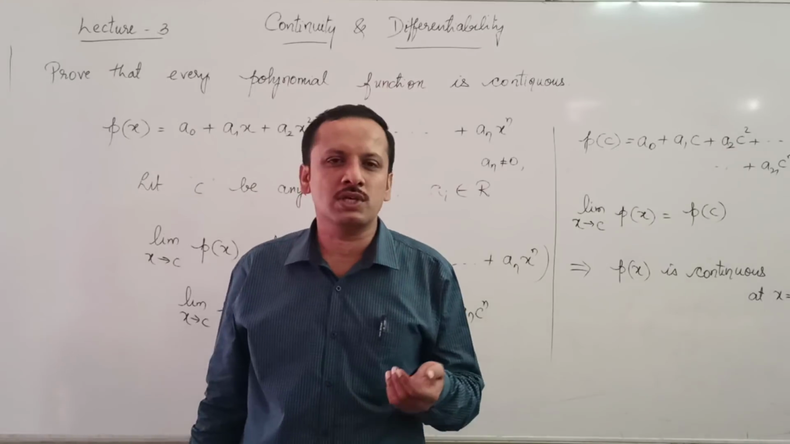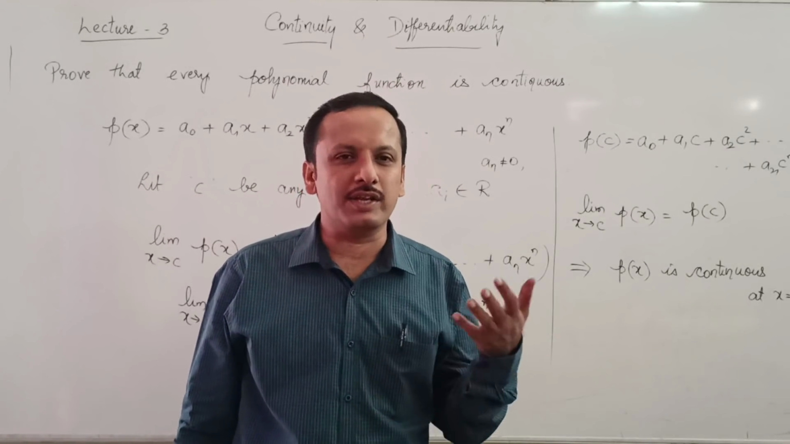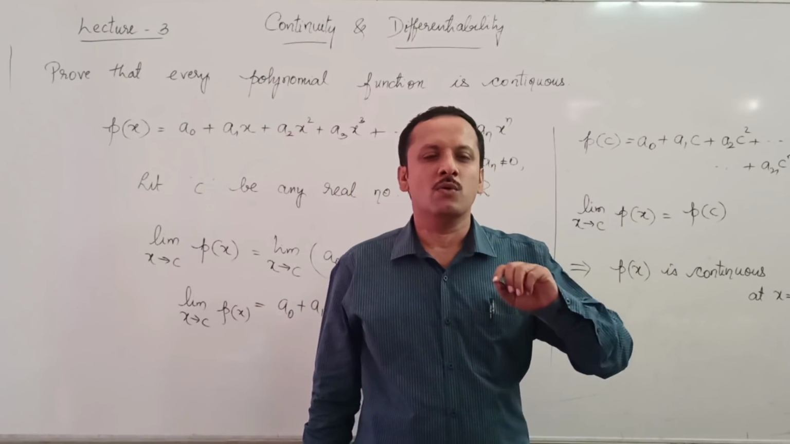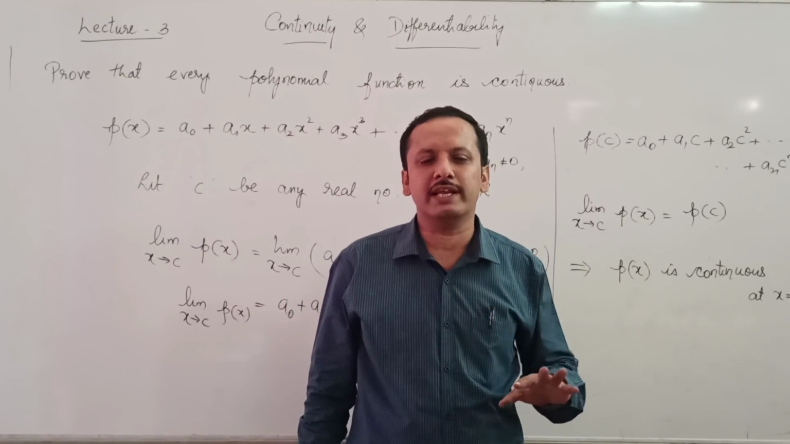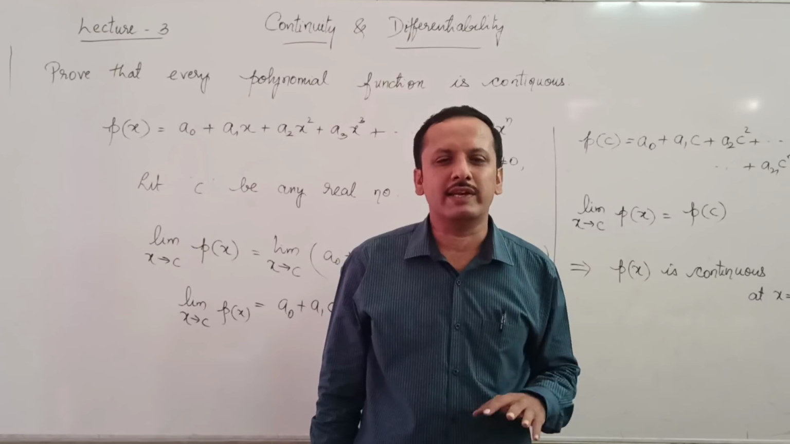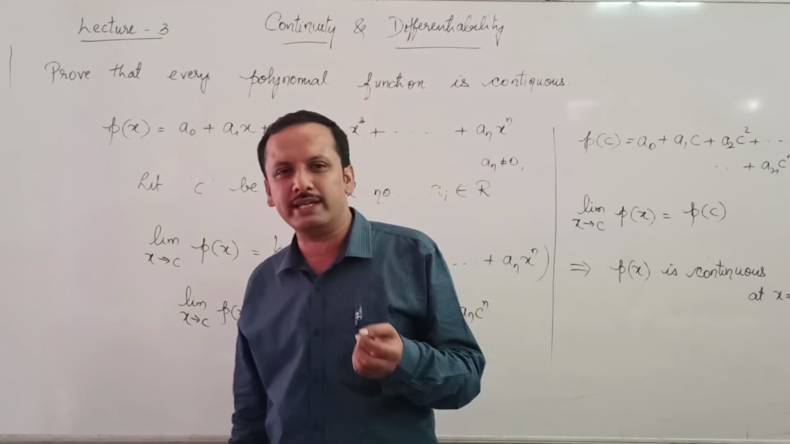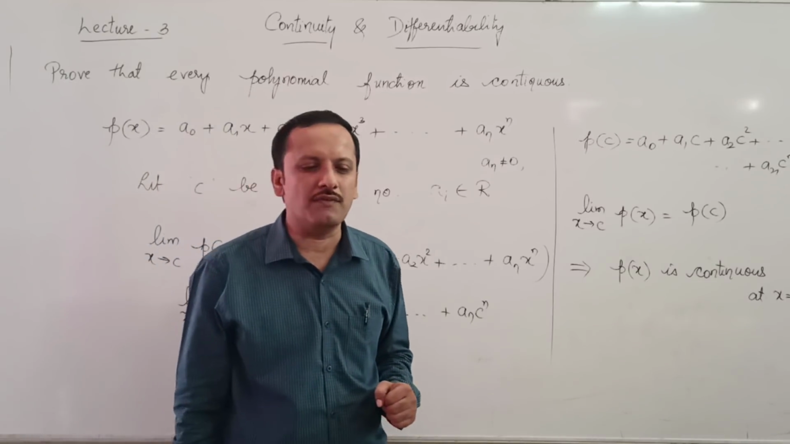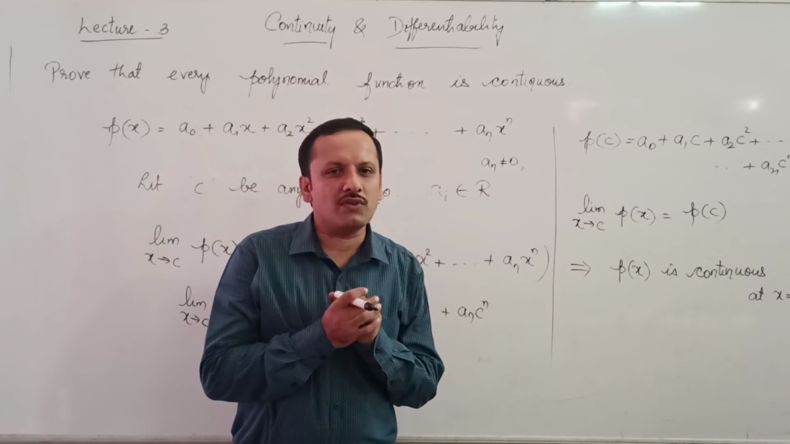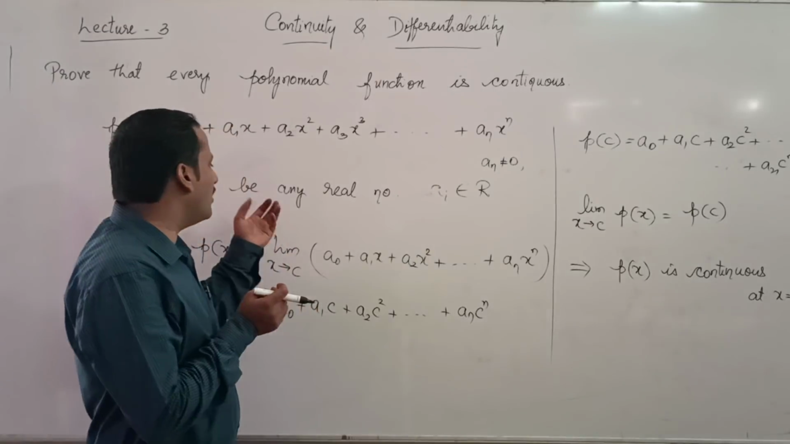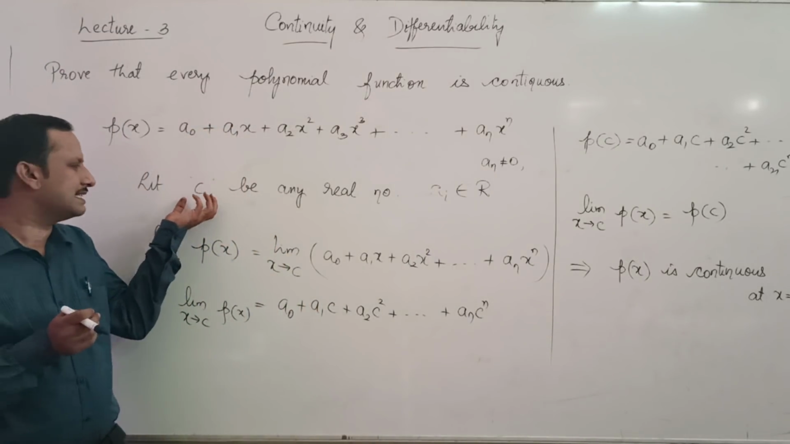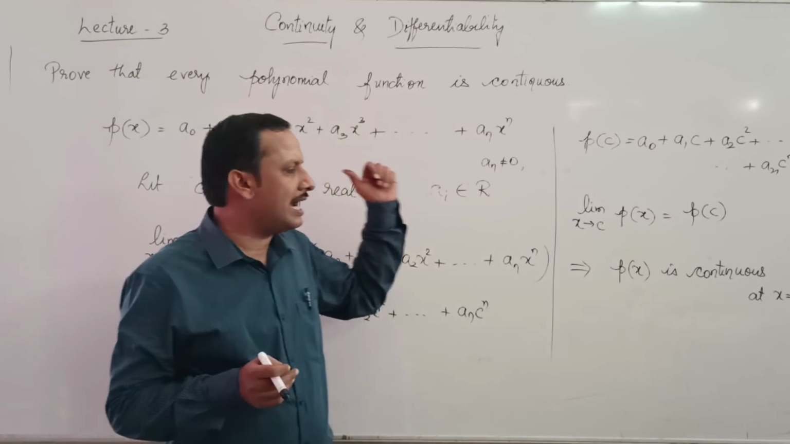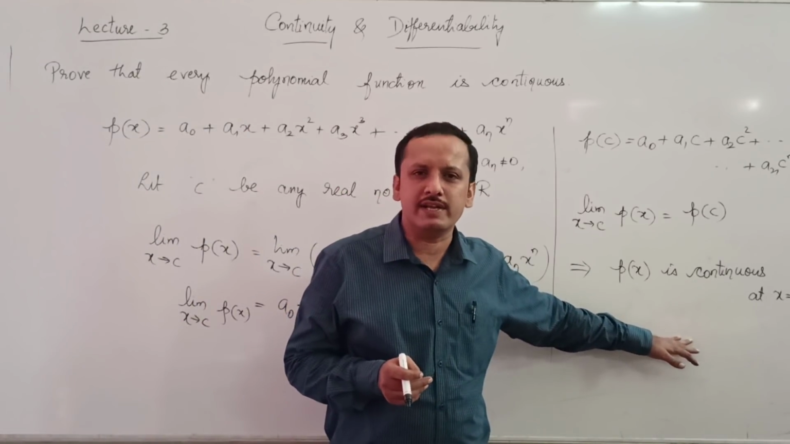But the question was to prove that it is a continuous function, prove that the polynomial function is continuous. When I say it is a continuous function, it means it should be continuous at each and every point in its domain. For this function, the domain is the set of all real numbers. So what we have done here is that we have taken any real number c, and we have proved that at c the function is continuous.